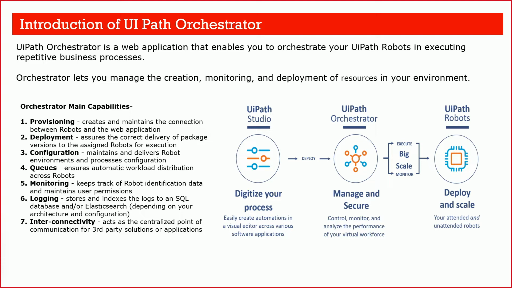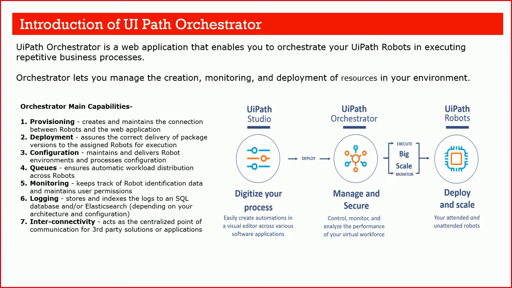Then it also provides a UI capability to deploy. It ensures the correct delivery of packages to your robot for execution, and controls which update of the process has to be executed. So if you are changing your process again and again and deploying that code, the version is changing. It will ensure that the deployment happens in such a way that robots get the correct version for execution. And then we have configuration.